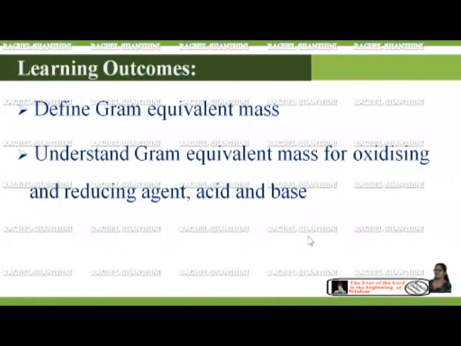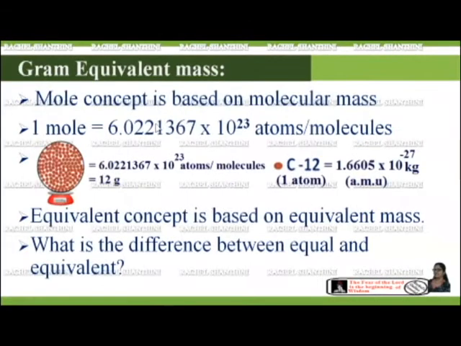Learning outcomes. Students, at the end of this session, you will be able to define gram equivalent mass, and understand the concept of gram equivalent mass for oxidizing and reducing agent, acid, and base.